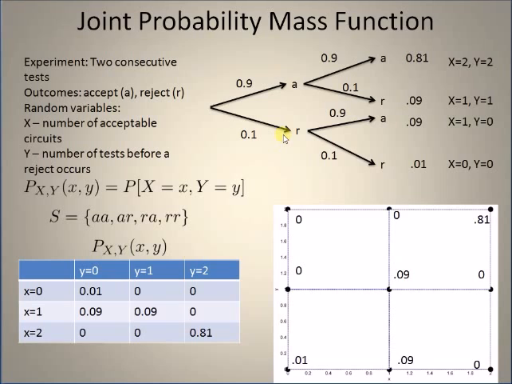And here we have a reject in the first test, so Y is equal to 0, and the number of accepts in this path is 1, so X equal to 1. And finally, in this path we have a reject in the first test, so Y is equal to 0, and there are no accepts in this direction, so X equal to 0. And the probabilities corresponding to each of these outcomes can be calculated by just multiplying the weights along these paths, that is 0.9 times 0.9 gives 0.81, and so on.